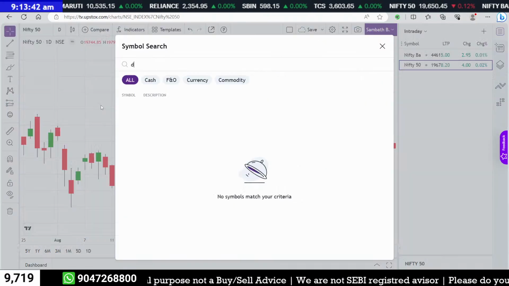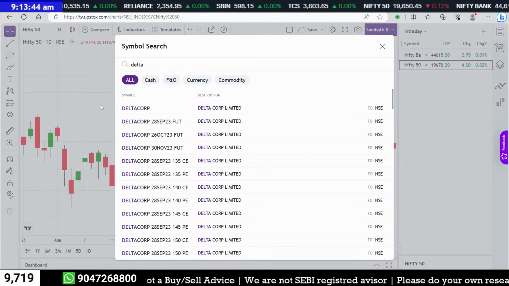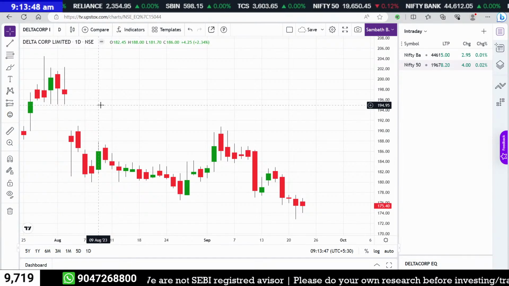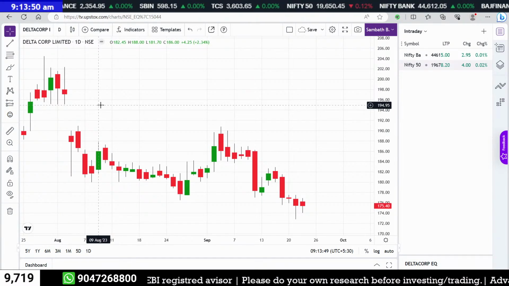What happened to Delta Corp, Rakesh? Always try to focus on liquid stocks, Rakesh. Whatever stock you are asking about, most of the time it is illiquid.